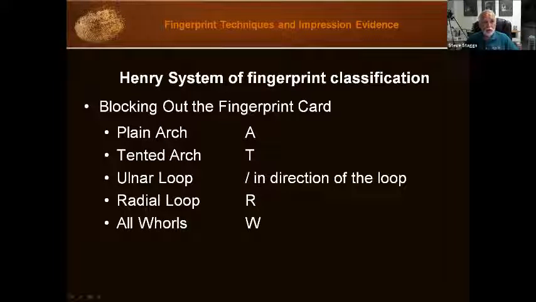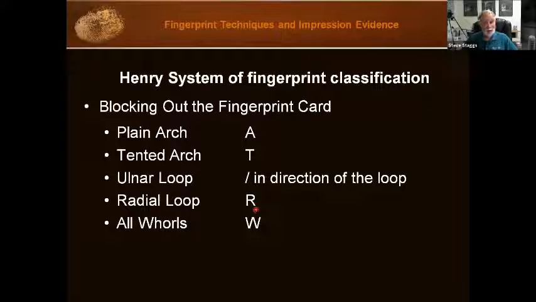The first step of the classification on a set of ink fingerprints is to determine the pattern type in each finger block. At the middle or right side of the bottom of each finger box on the fingerprint card, you indicate the pattern by using these symbols. If it's a plain arch, you use an A. If it's a tented arch, you use a T. If it's an ulnar loop, you use the angle, the diagonal line in the direction of the loop. If it's a radial loop, you use an R.